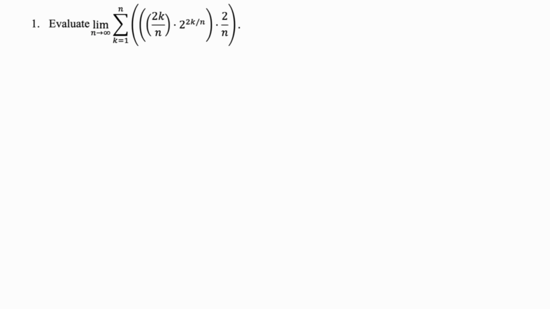Let's take a look. Evaluate the limit as n approaches infinity of the sum from k equals 1 to n of the quantity 2k over n times 2 to the 2k over n, times 2 over n.